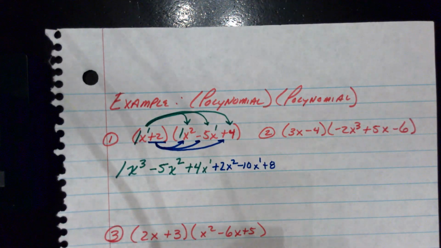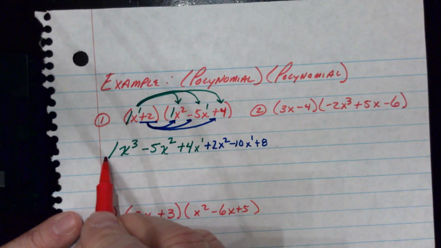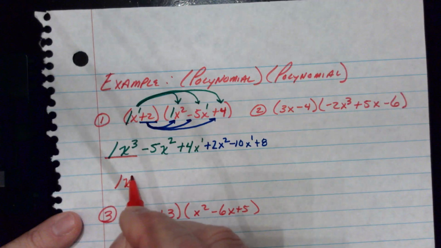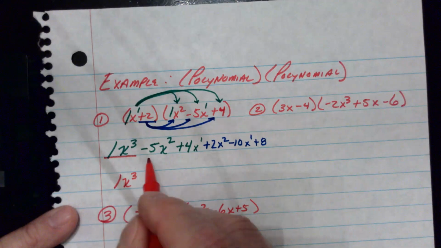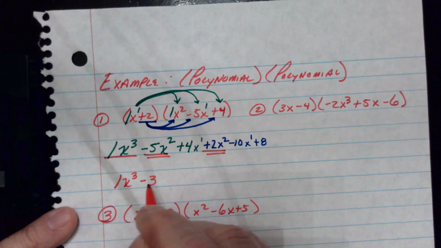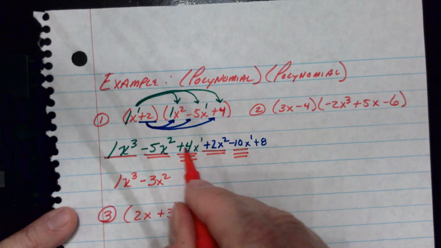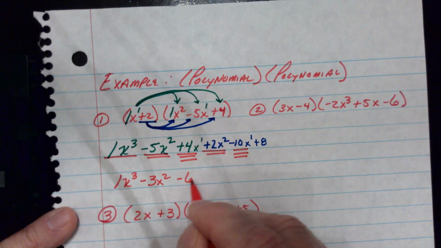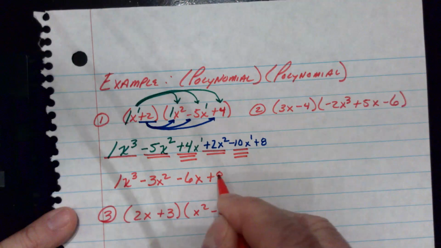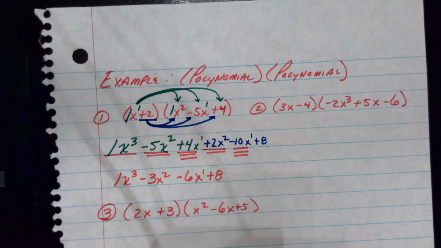Now, as we showed you the other day, we're going to use our underlining technique to combine like terms. Looking through here, I see x cubed as the highest power of x, so I'm going to underline it one time. X squared is the next highest power of x. A negative 5 and a 2 makes a negative 3x squared. Now I'm looking at x to the 1st degree. Positive 4 and negative 10 makes negative 6x. And then I have the 8 out here at the end, x to the 0 degree. 3, 2, 1, 0. Standard form. Don't forget, you've got to put your answers in standard form.